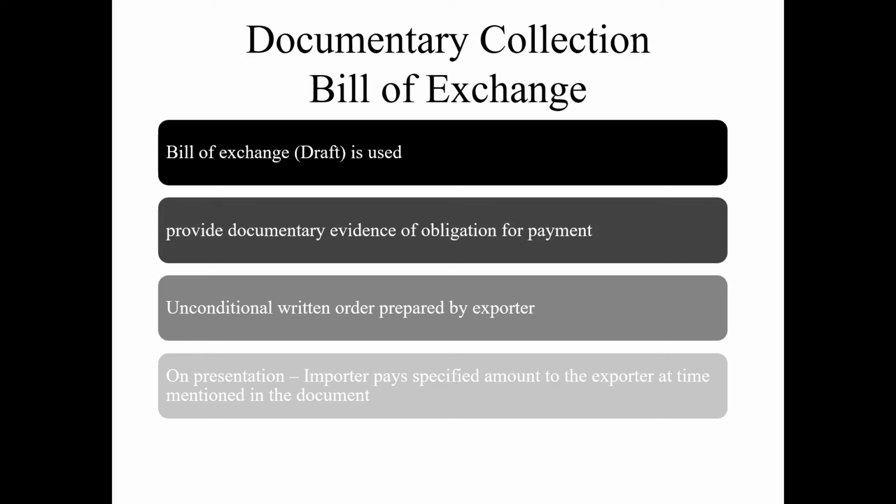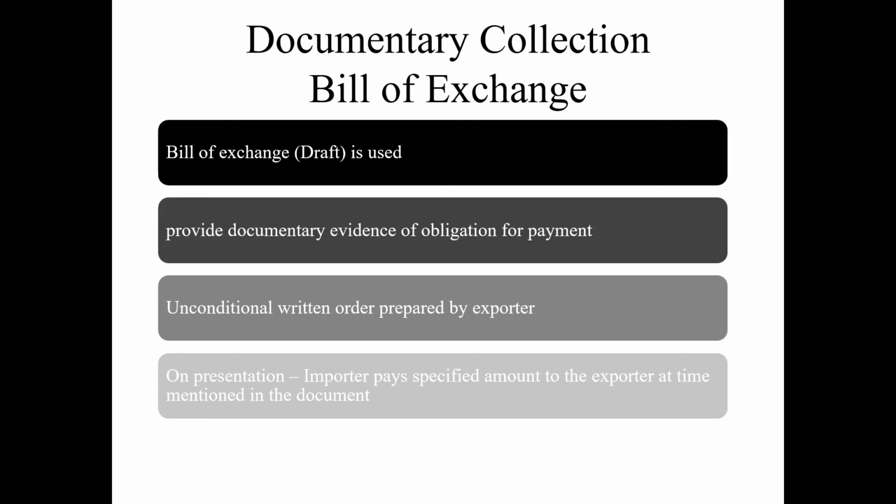In case of advance payment and open account, there is a high amount of risk for either the exporter or importer. In case of advance payment, the risk for the importer is high, whereas in case of open account, the exporter is at a high risk. In the payment method of documentary collection, wherein a bill of exchange is used, risk is divided between both the exporter and importer. In documentary collection, a bill of exchange, also known as a draft, is used.